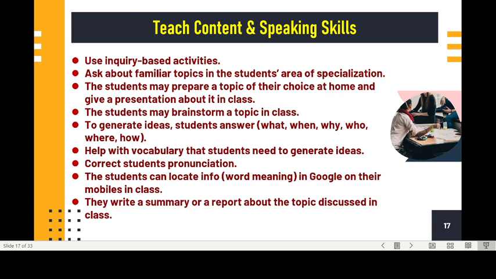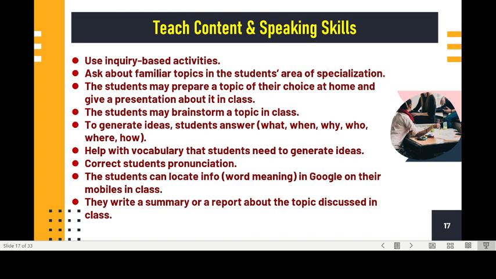major area of specialization. You can assign a topic and ask the students to prepare it at home. They can choose to prepare a topic of their choice and then come to class and give a presentation about it in 5 minutes. The students can brainstorm a topic in class. Like if they want to, let's say, talk about oil industry, oil production in the world, they can brainstorm either in pairs or small groups.